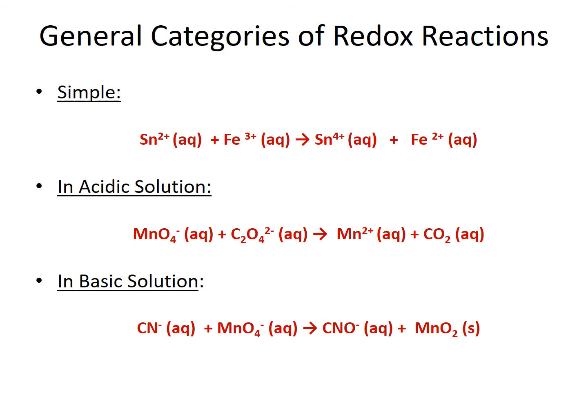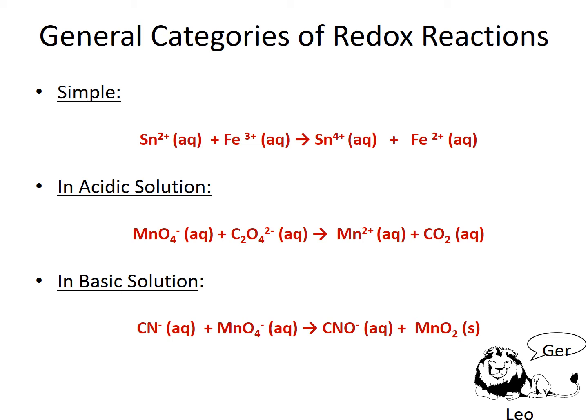Now, if oxygen or hydrogen is actually found in any of those reactants or products, so here you can see it's in the permanganate ion, it's also in the other reactant, the oxalate ion, and our product CO2, it can be a little trickier to balance for both mass and charge. So what we find is that we can actually use the water that the reactants are dissolved in to help us with that balancing process.